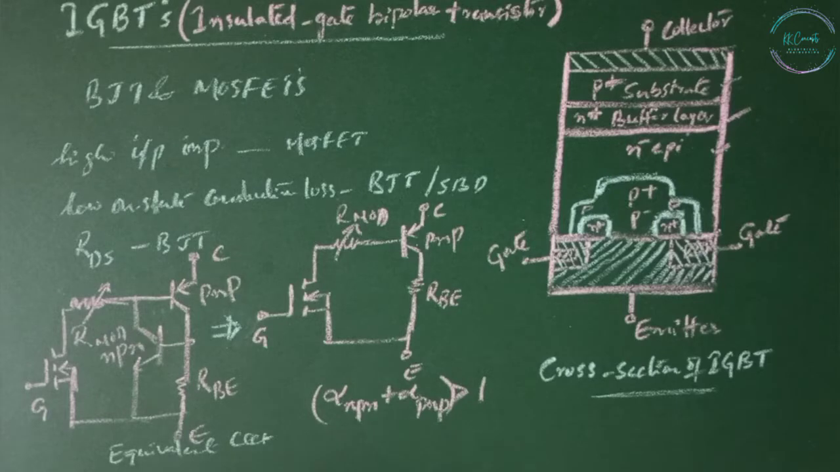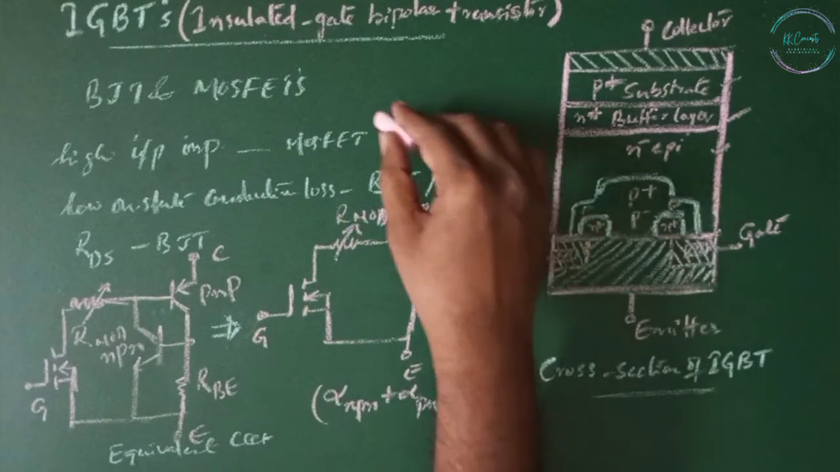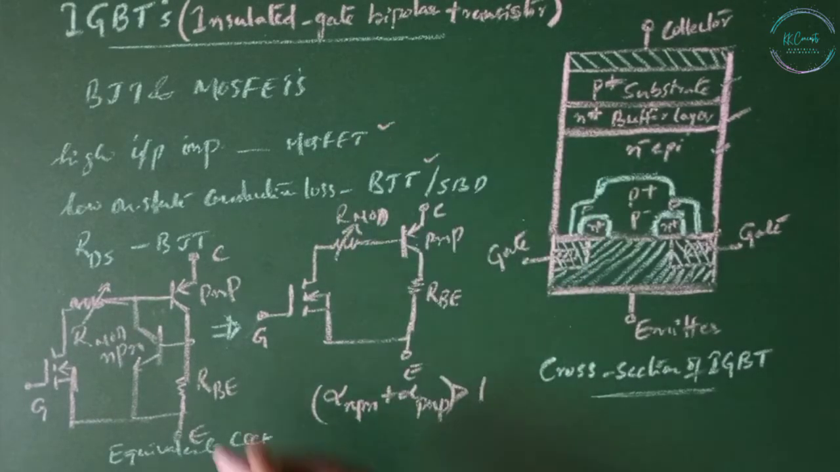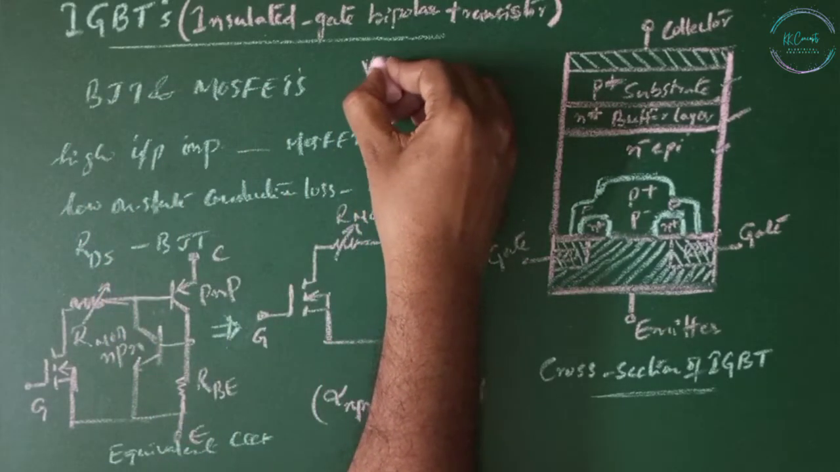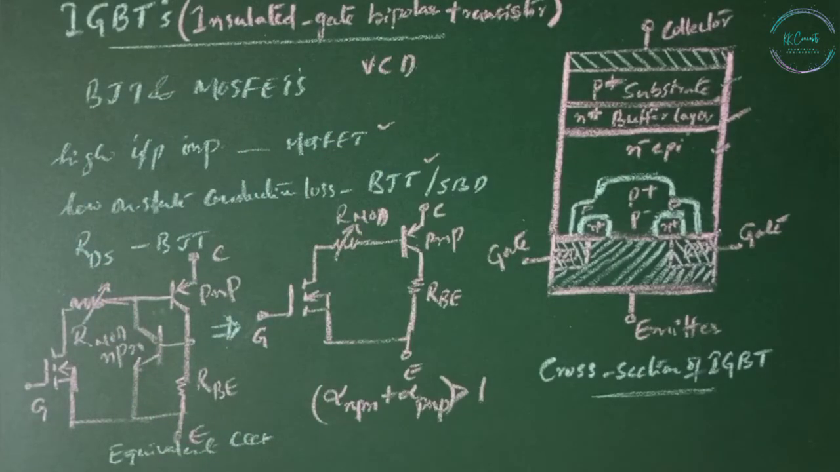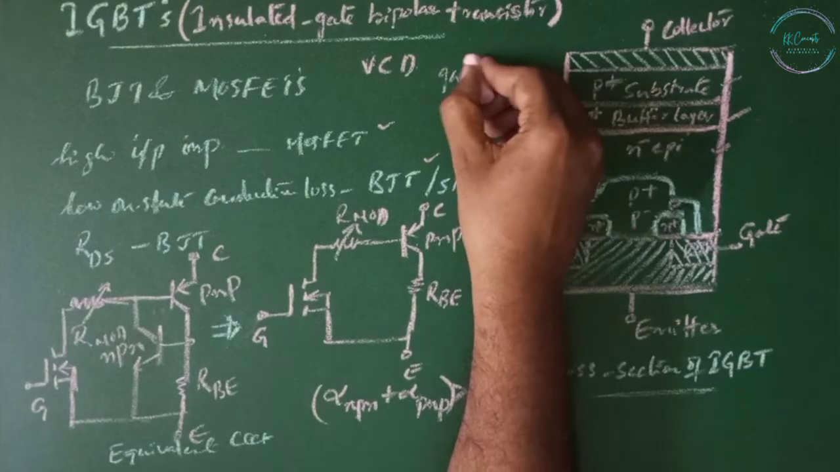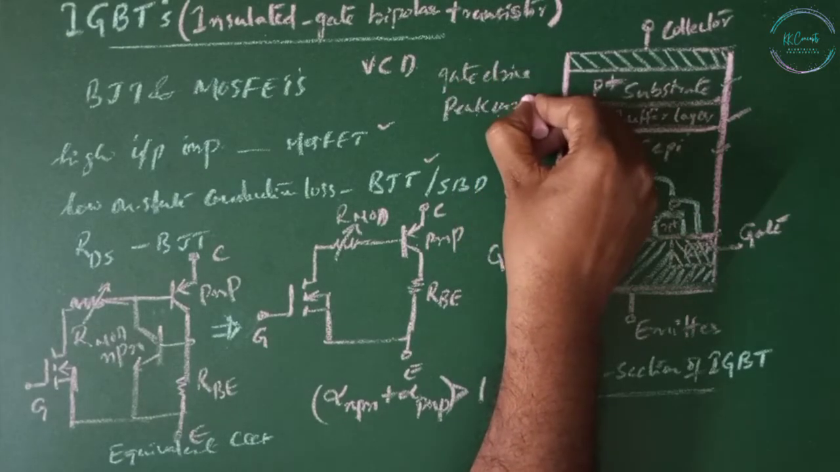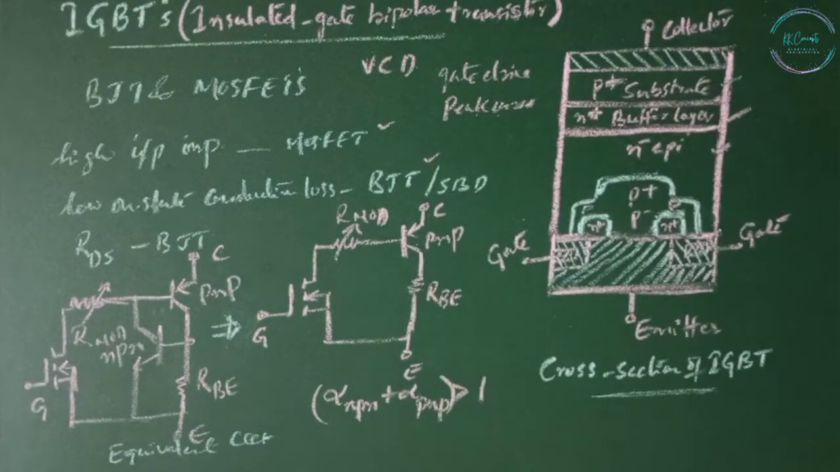And we know that BJT is a current control device and MOSFET is a voltage control device, and IGBT is also a voltage control device, and it has lower switching and conducting losses while sharing many of the appealing features of power MOSFET such as gate drive, peak current capability and ruggedness.